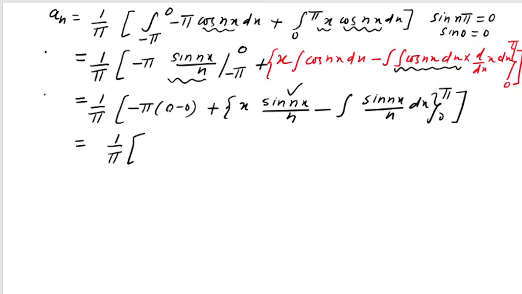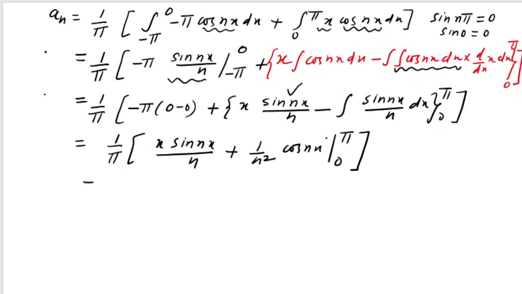This term, I think, is clear: not equal to, it will vanish, and here I will get x sine nx by n minus 1 by n, and integration of sine nx is minus cos nx by n, so it will become plus 1 by n square cos nx, and in this case the limit of integration on the whole thing is 0 to pi. So let us put the limit now.